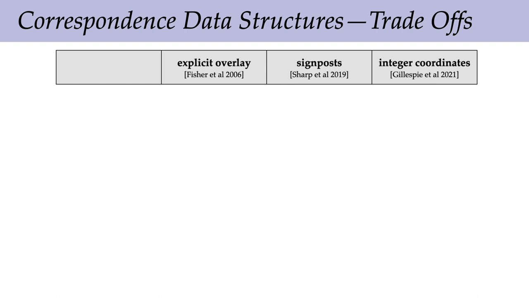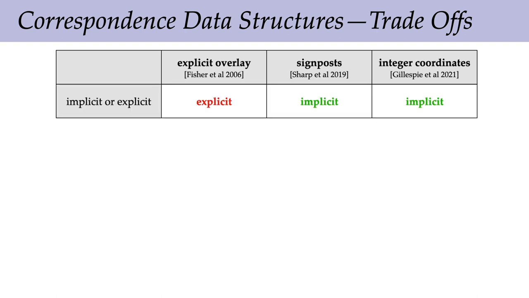We had signposts, where we just store the direction and distance to the neighbors. And we have the integer coordinates, where we just keep track of how many times each edge in one mesh is crossed by edges in the other mesh. For one thing, these are very different flavors of data structures. The explicit overlay is explicit. It stores everything at all times. Signposts and integer coordinates are implicit.